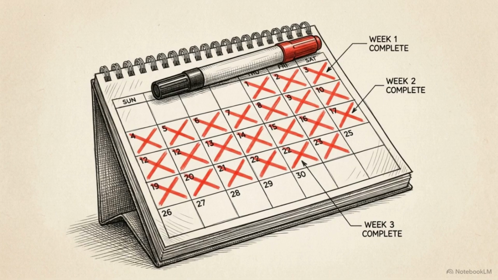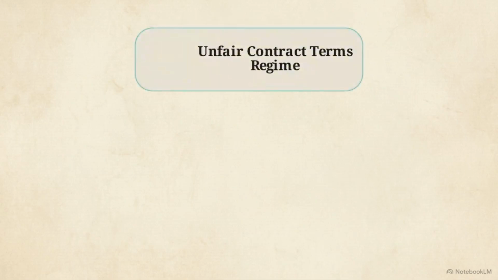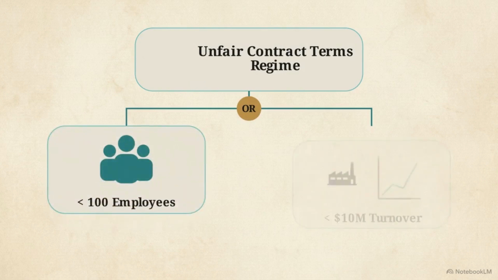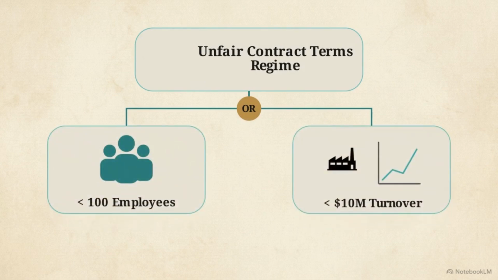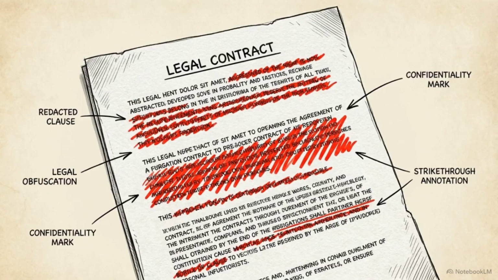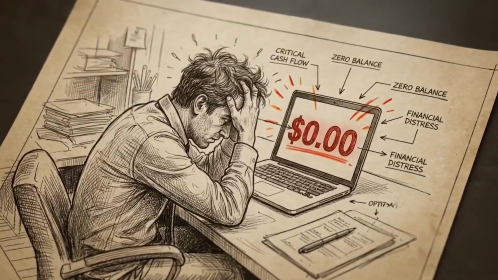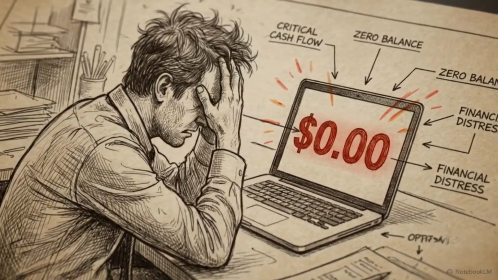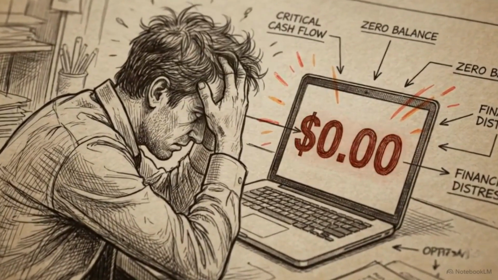Builders must also consider the Australian consumer law. The unfair contract terms regime now covers small business subcontracts with fewer than 100 employees or under $10 million in turnover. Penalties for enforcing an unfair term, like a unilateral right to terminate without cause, reach up to $50 million for corporations. Using outdated bespoke contracts or simply ignoring payment schedules can quickly drain a head contractor's entire capital reserves.